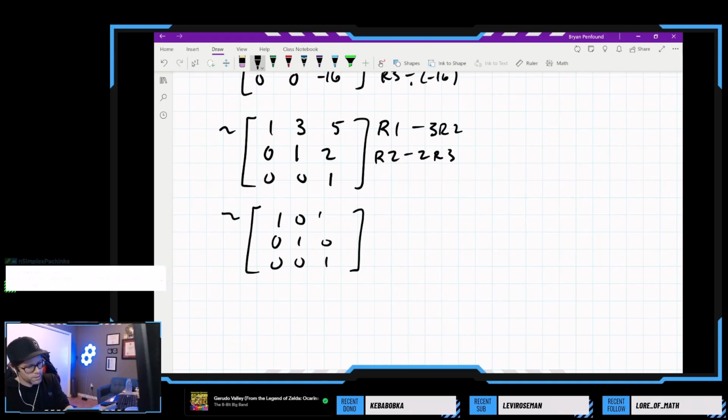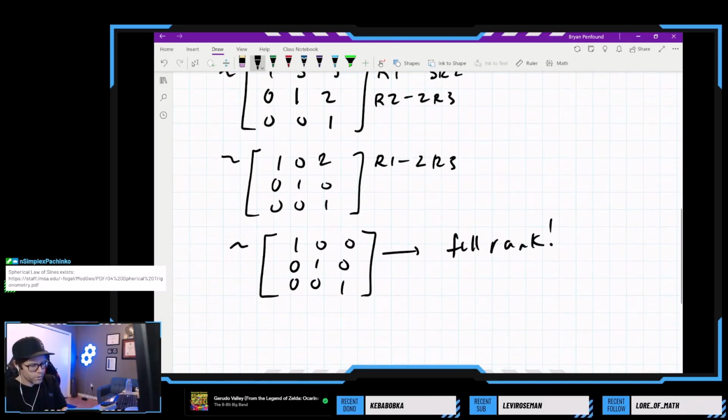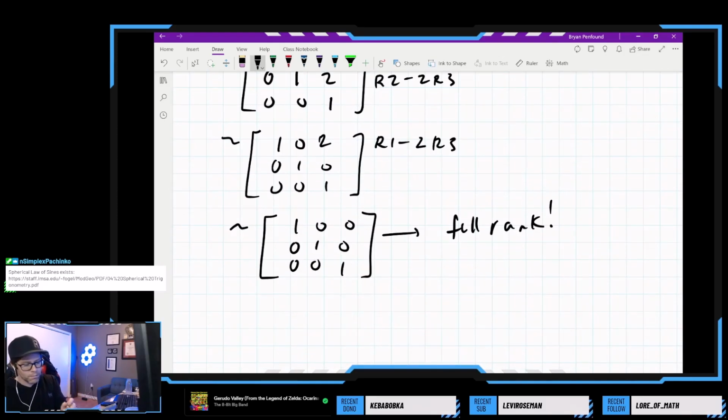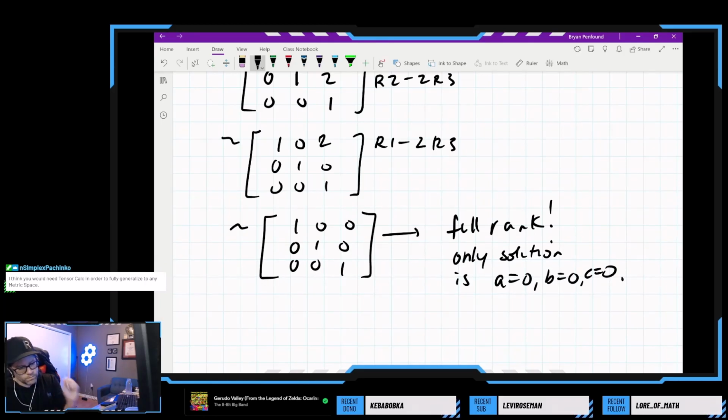And so 5 take away 3 is 2. The last thing we need to do is row 1, take away 2 copies of row 3, and we'll get our reduced row echelon form, which happens to be the identity matrix. So we have full rank. Since we have all 3 leading ones, we know that there is only the trivial solution to our homogeneous system. So this means that these vectors are linearly independent.